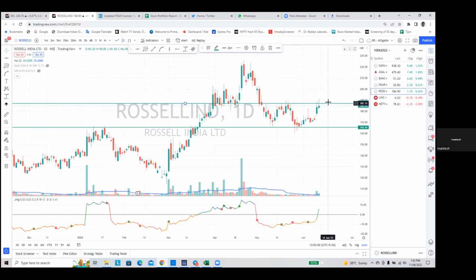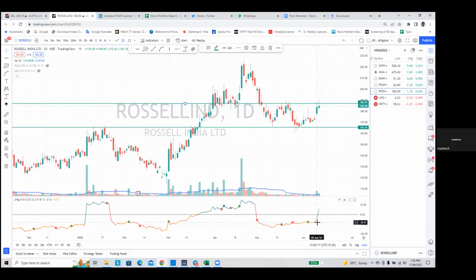Or I will place a GTT order above 187, 188. First tranche. If my price gets hit, it will buy and the stock will go higher. Because the volumes are good. Last 2 days, if you see, the volumes are above average.